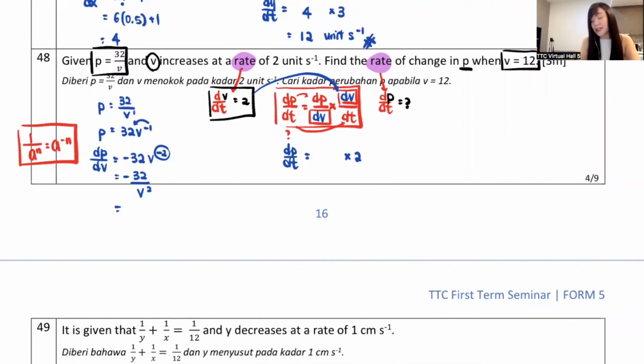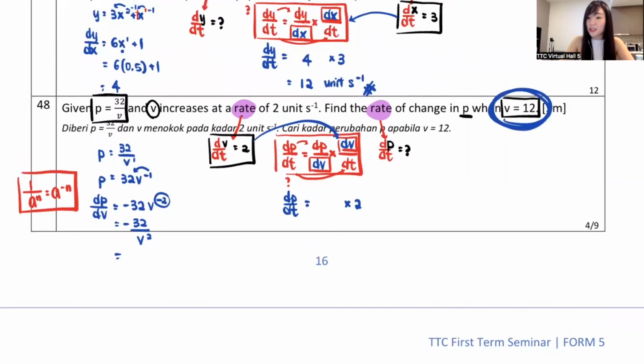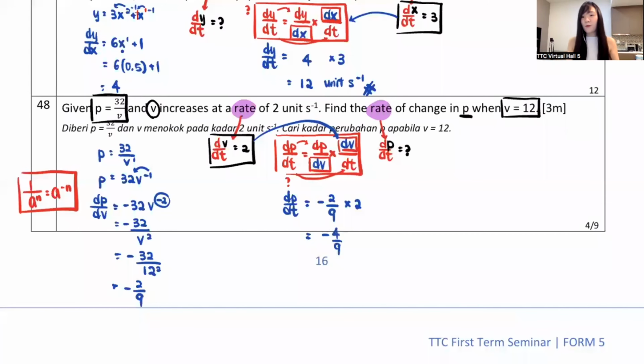So my dear, this is my dp/dv. Again, don't stop there. You want a number. This question can tell me v is 12. So I can sub 12 inside. I will press the calculator: 12 squared, -32 divided by that. I get -2/9 for your dp/dv. Once I get that, I will sub -2/9 inside here, and then times 2, giving -4/9.